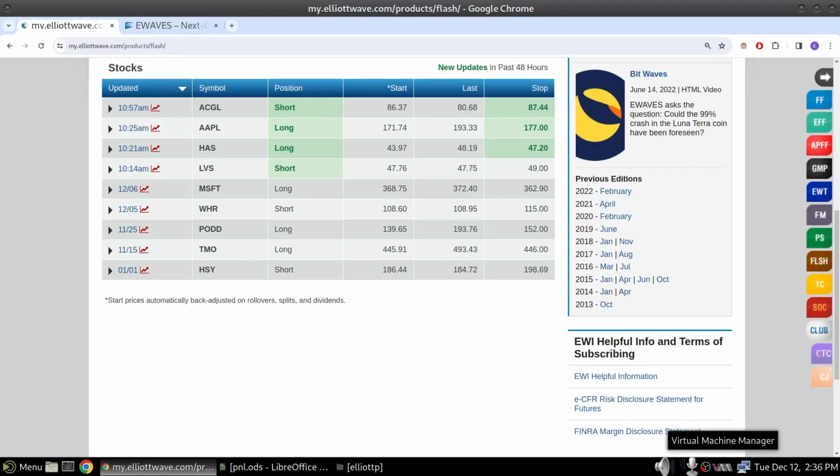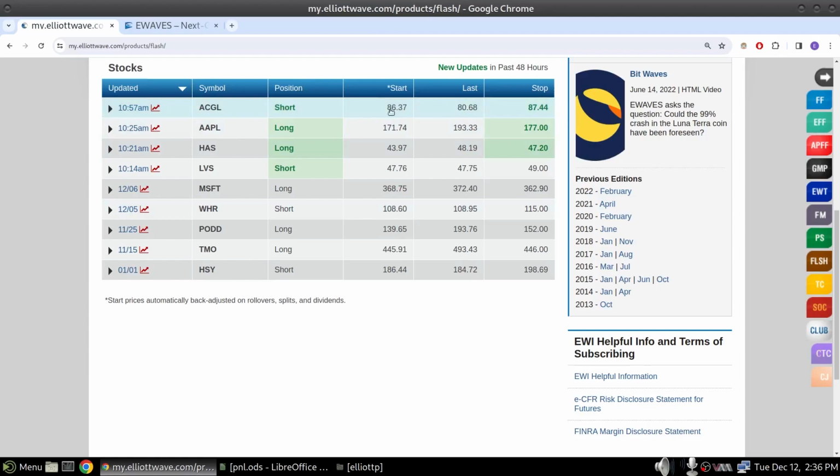Now, the first thing you'll notice here is that there's a mixture of long and short positions. And that's because we analyze each individual stock independently and formulate an opinion on that individual stock. So on the Stocks Flash service, we're not really looking to call the overall market necessarily. We're just trying to see what each individual stock is doing. That said, the overall market does have a big impact on the behavior of individual stocks.